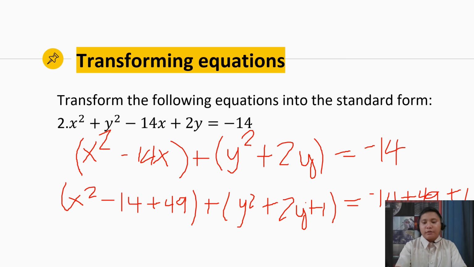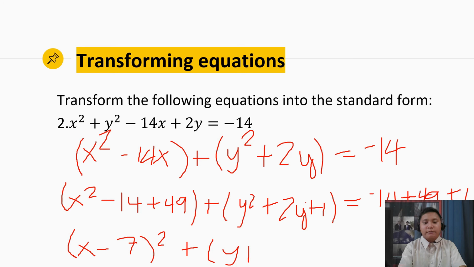So, what we have is a perfect square binomial for this. Correct. x minus 7 squared plus this one, y plus 1 squared, and negative 14 plus 49 plus 1 is 36. This is now our standard equation of a circle.